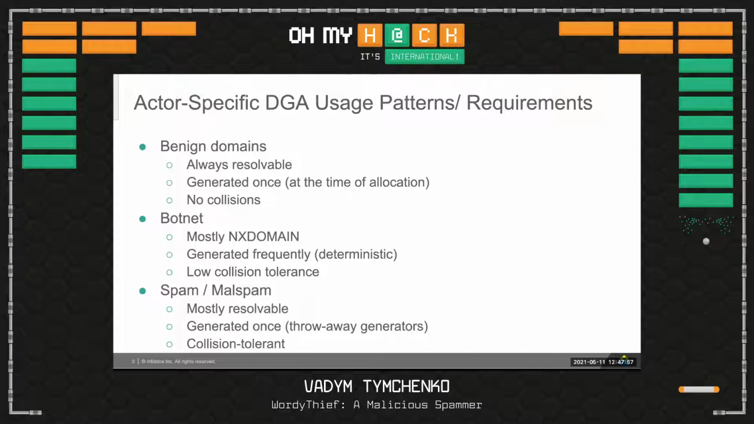On the spam and malspam side, the domains which are generated are mostly resolvable, so they are registered. They're generated once in most cases, and very frequently these actors are using throwaway generators. So they just use a generator to create a set of domains, register this set of domains, and then they will use a different generator next time or alter this generator in some substantial way. They are highly collision tolerant. They don't really care if some domains exist, and they will just avoid using them.